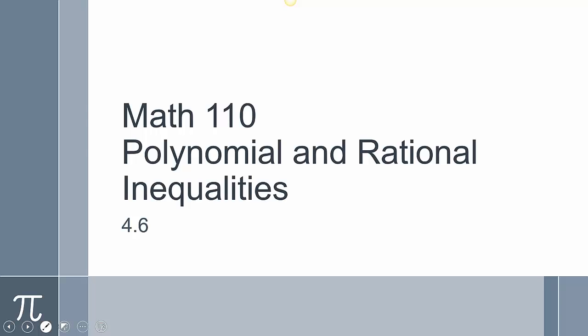Math 110, Polynomial and Rational Inequalities, Section 4.6.